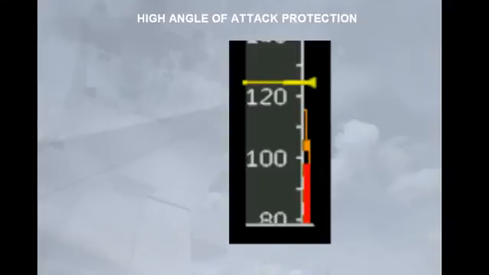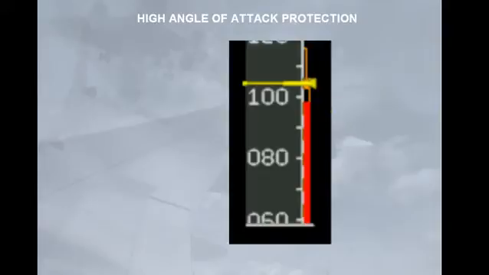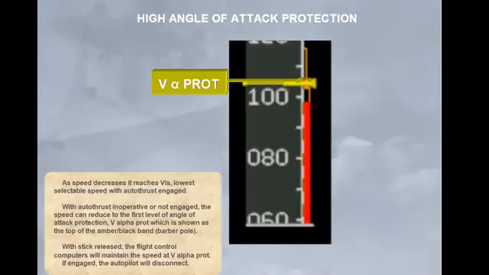This protection displays information on the PFD speed scale. As speed decreases, it reaches VLS, lowest selectable speed with autothrust engaged. With autothrust inoperative or not engaged, the speed can reduce to the first level of angle of attack protection, V alpha protection, which is shown as the top of the amber and black band, the barber pole. With stick released, the flight control computers will maintain the speed at V alpha protection. If engaged, the autopilot will disconnect.